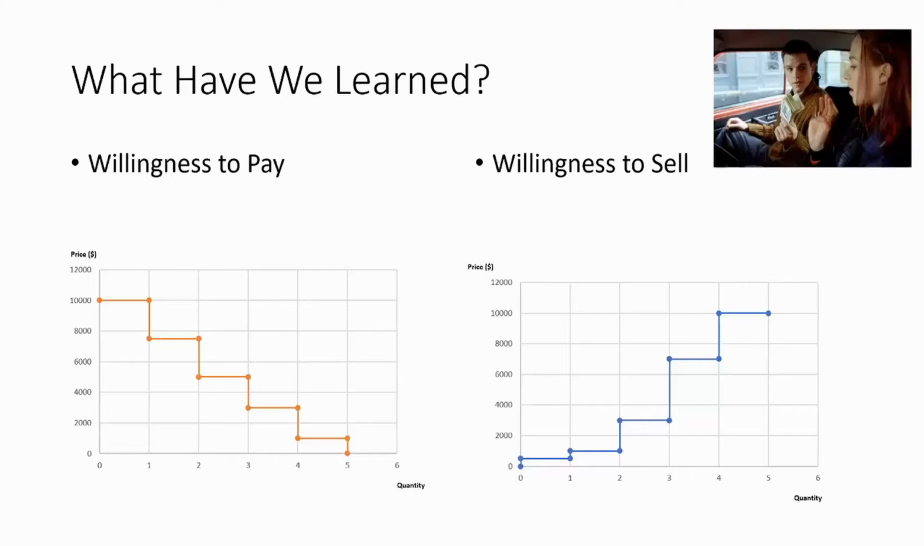So this video is designed to be a quick recap of consumer surplus, producer surplus, and total surplus. We've discussed willingness to pay and willingness to sell. Willingness to pay can create a demand curve, and willingness to sell is going to create our supply curve. And we looked at an example of Jason Bourne trying to escape Brussels and make his way to Paris.